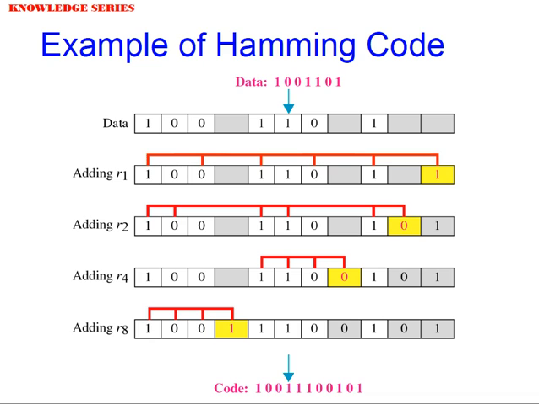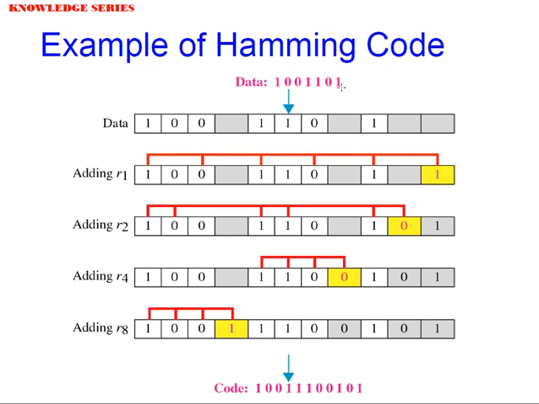So to understand this one, let us see this particular example. In this example, you can see the data being shown here, 1001101. So this data is represented here. Now what we are going to do is select R1, R2, R4 and R8 equal to 1, depending upon the conditions.